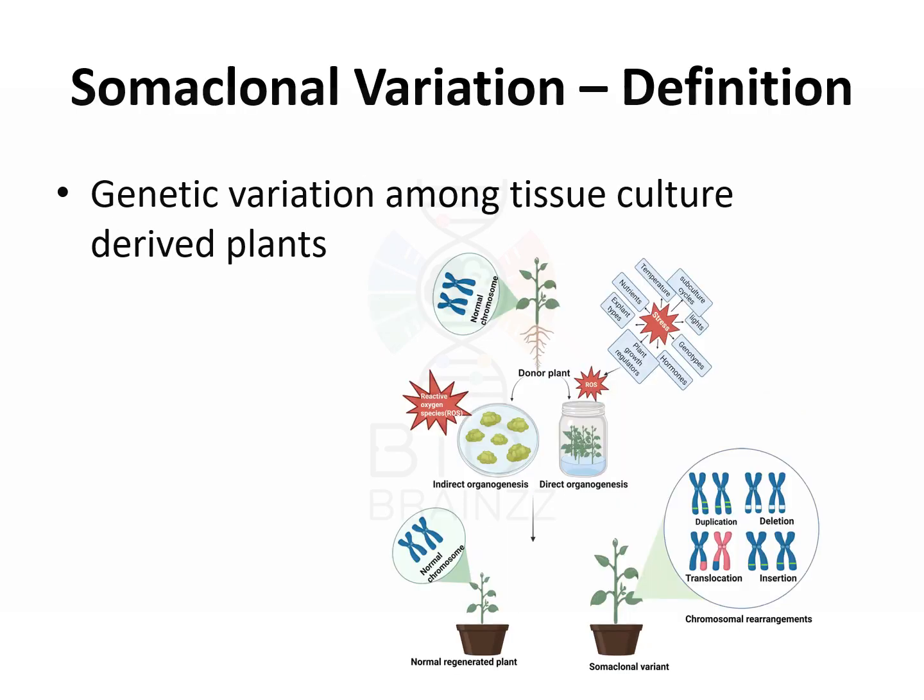Somaclonal variation refers to genetic variation observed among plants regenerated from tissue culture. Even when cells originate from the same parent plant, regenerated plants may show differences in morphology, physiology, or genetic makeup. These variations arise because tissue culture conditions can induce genetic changes. While sometimes undesirable, these variations can also provide useful new traits for plant breeding and improvement.